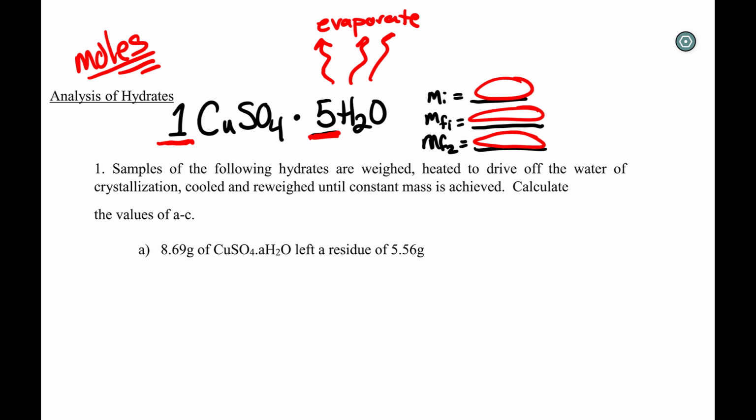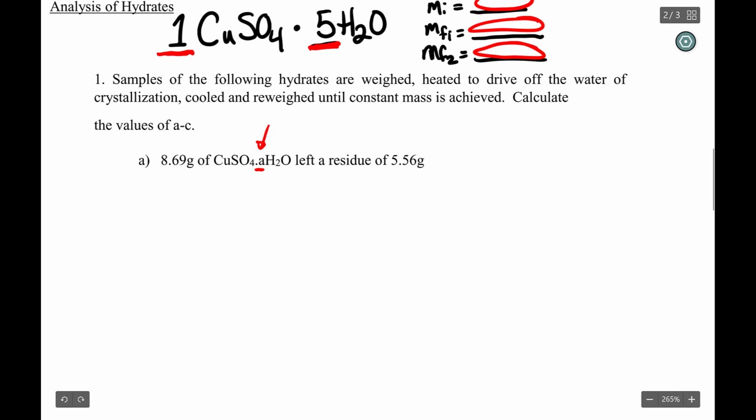So let's try the question below. It says, samples of the following hydrates are weighed, heated to drive off the water, like I explained, cooled and re-weighed multiple times until a constant mass is achieved. Calculate these values of A through C. The first one we're going to figure out is the value of A. It's going to come out to 5, but I need to show you how this is possible.